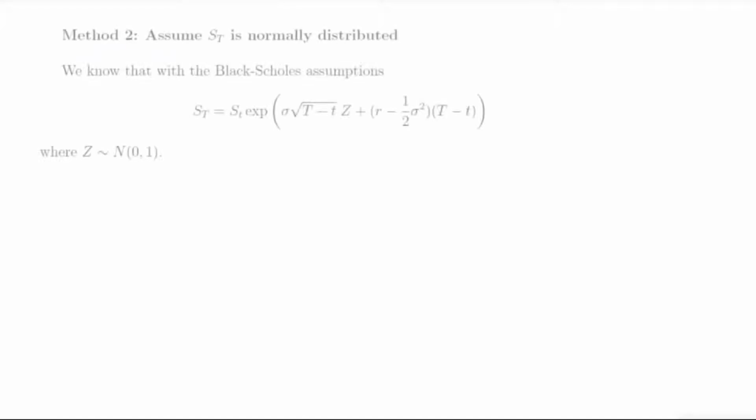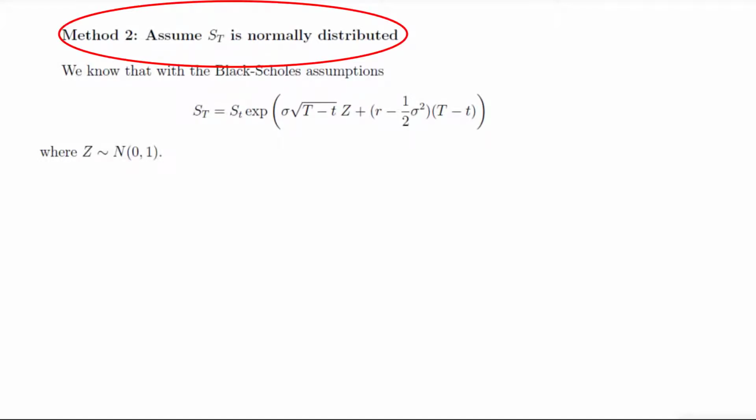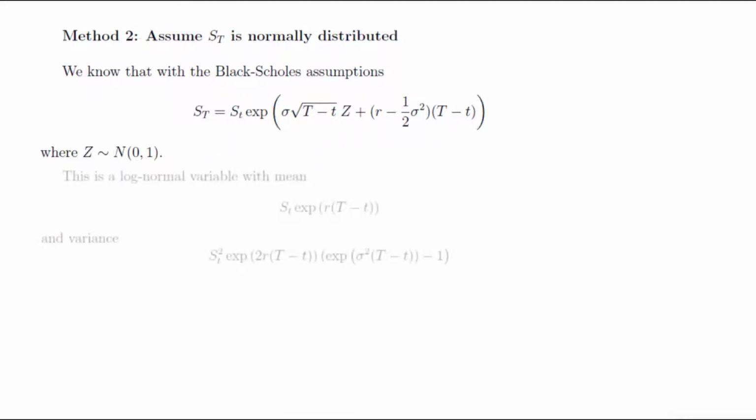Okay, let's look at the second method, where we assume the stock at expiry is normally distributed. Under the standard Black-Scholes assumptions, the stock is actually log normally distributed at expiry, which means the term here in the exponential is normal, where z is a standard normal with mean 0 and variance 1. Let's write the mean and variance of the stock at expiry.